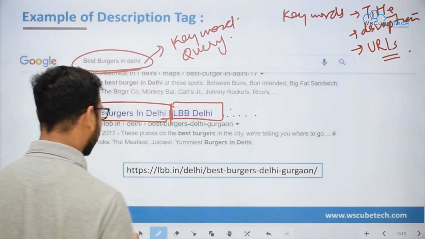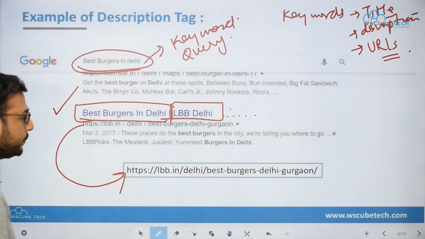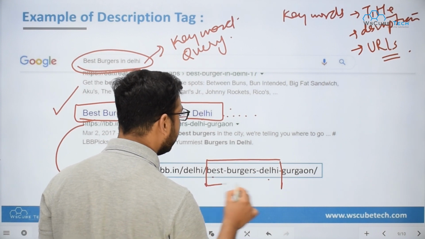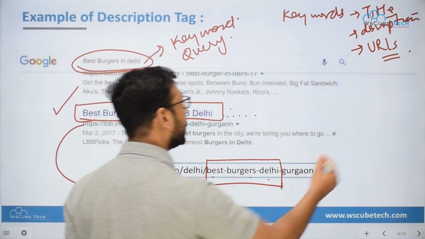Now when you see the URL, I have written this URL over here for your clarity, you can see Best Burgers Delhi. Now they are using the keywords. They are using the keywords in their URL also. So they are meeting this parameter also.